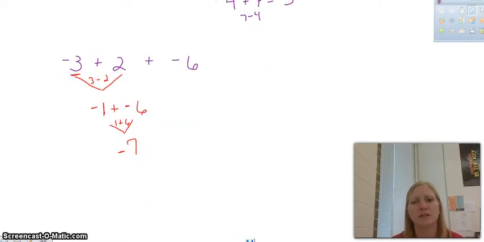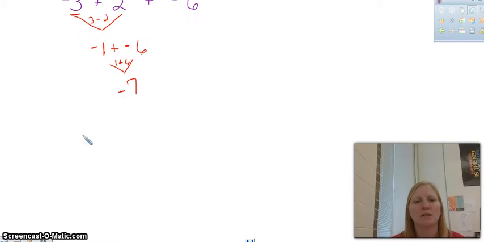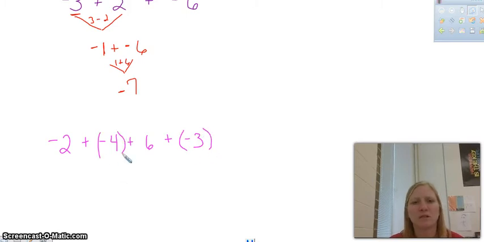How about -2 plus -4 plus 6 plus -3. And remember, sometimes the book puts parentheses around the negative ones. It takes too long for me to write them, so I don't put them there, but sometimes the book does. Alright, first two, -2 and -4. Both negative, so we add 2 plus 4. 2 plus 4, 6. So -6.